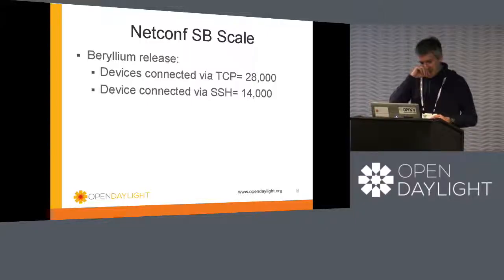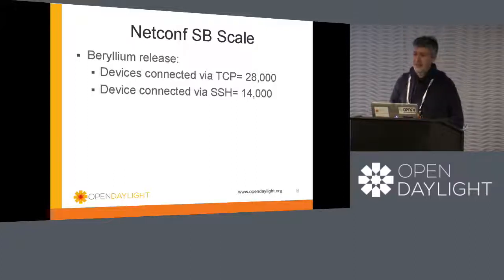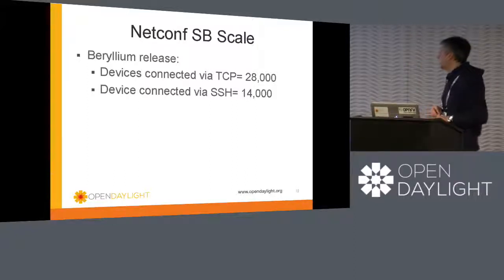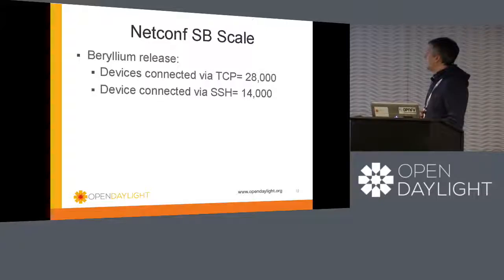The figure that we got is this one. Devices connected via TCP is 28,000 devices. And devices connected via SSH with security, obviously less, is 14,000, half of them.